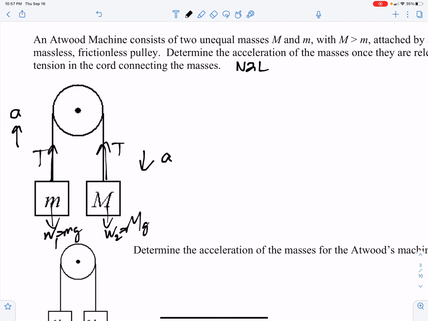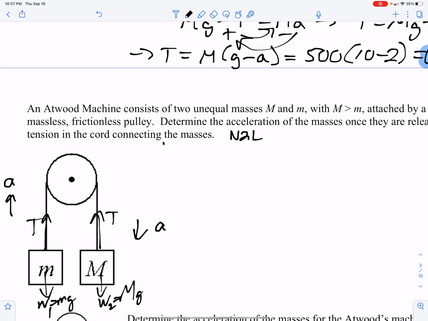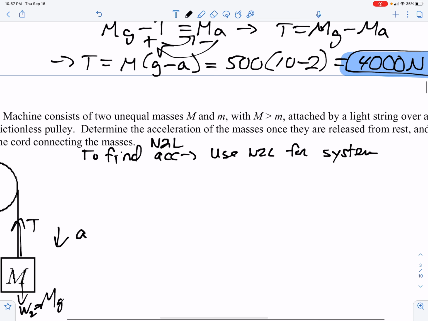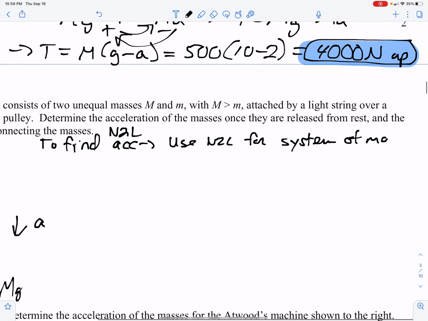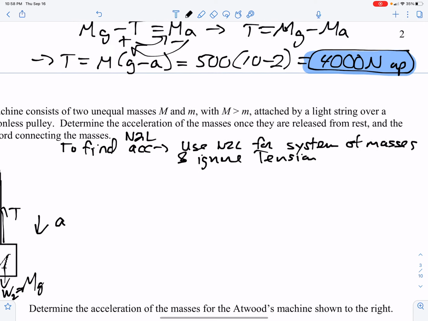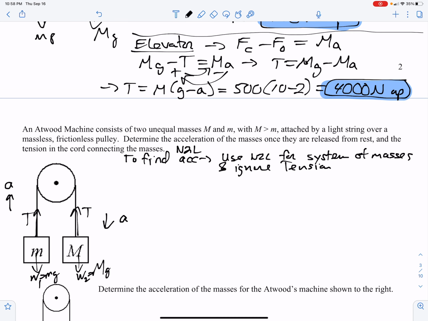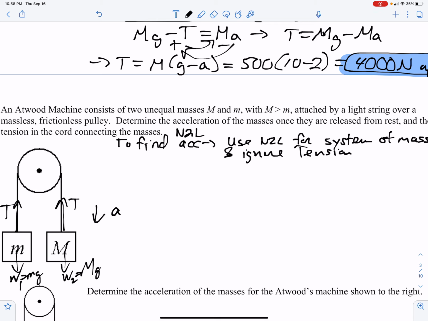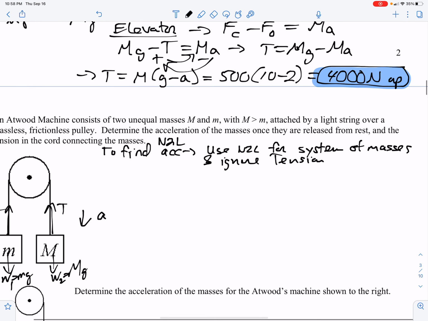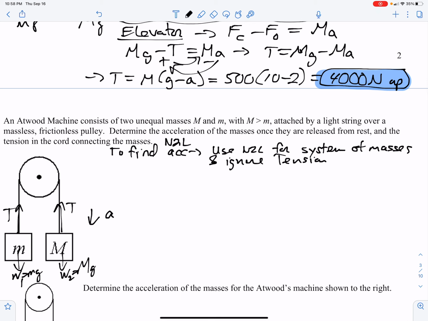Now, when we work on acceleration, to find acceleration, we're going to use Newton's second law for the system of masses, and ignore tension. We'll use individual masses when we're trying to find tension. But now we're going to ignore tension because tension is essentially pointing at each other from each mass. Essentially, the tension will cancel out algebraically. So we're going to ignore it, consider it an internal force, and we'll focus on external ones.